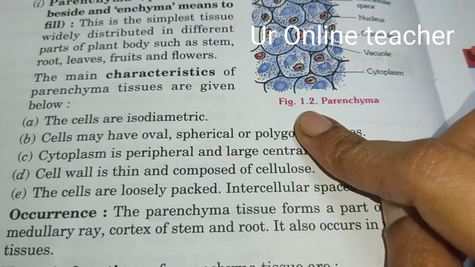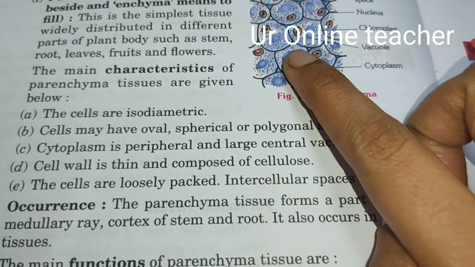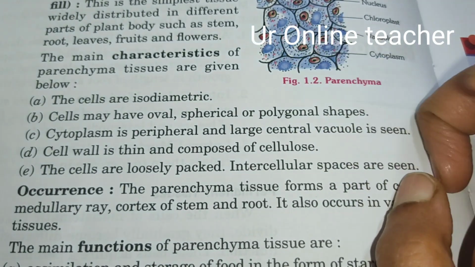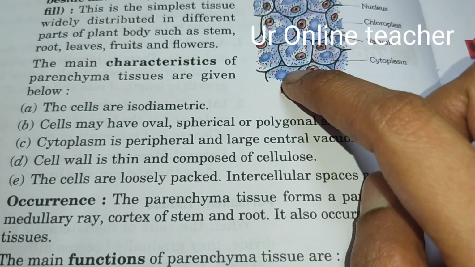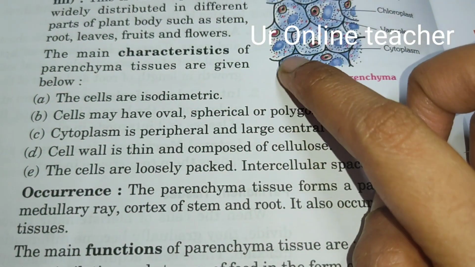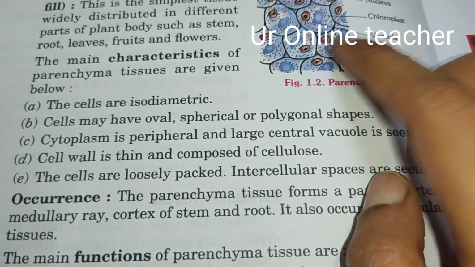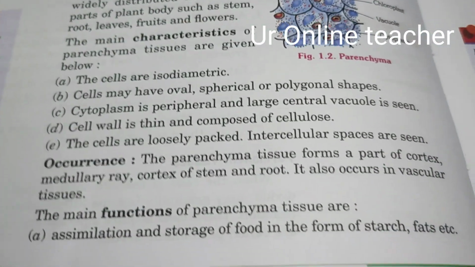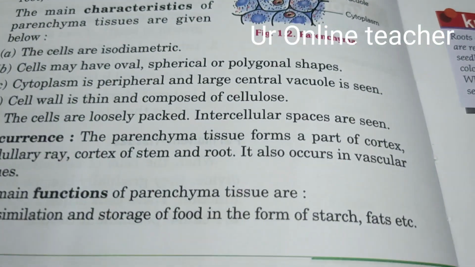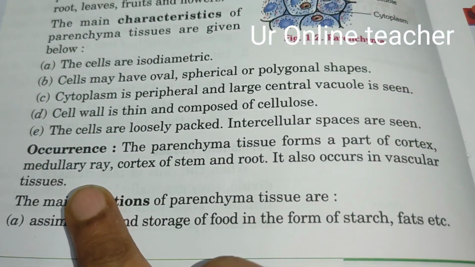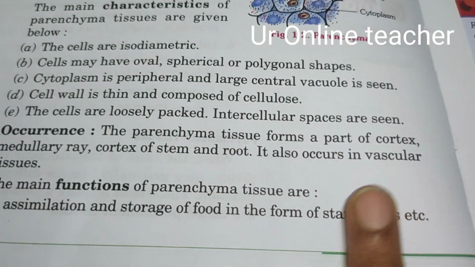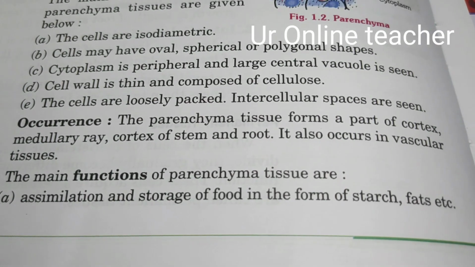Cytoplasm is peripheral and a large central vacuole is seen. See here, big vacuole, and cytoplasm is outside, peripheral. Cell wall is thin and composed of cellulose. The cells are loosely packed, meaning intercellular spaces are present. Then where will it occur? The parenchyma tissue forms a part of cortex. It will be present in the cortex, medullary ray, cortex of stems, roots, etc. It is also present in vascular tissues like xylem and phloem.